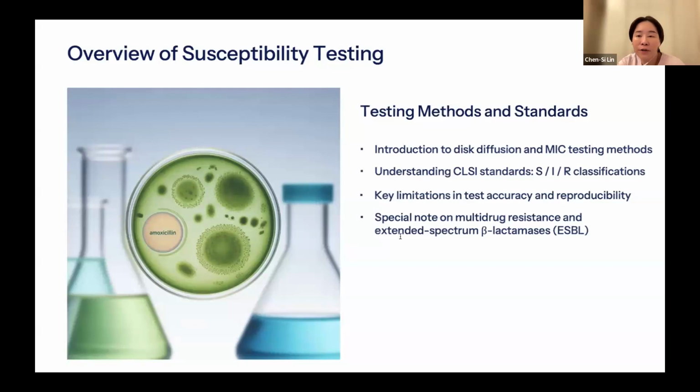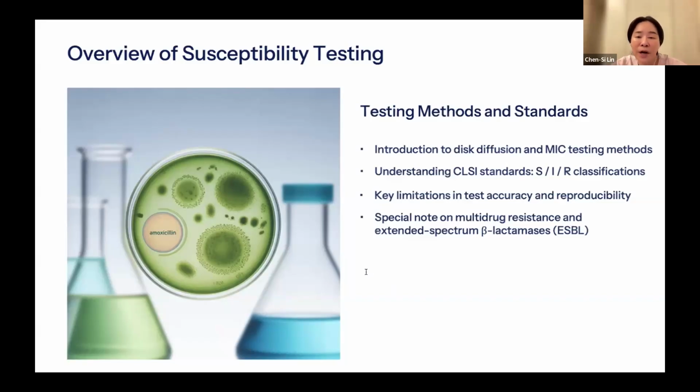So let's move on to an overview of the susceptibility testing. If we have a possible culture of some bacteria already, the next stage, in the conventional way, after bacteria culture, would be antibiotic susceptibility testing. So how do we actually determine which antibiotics are likely to work?